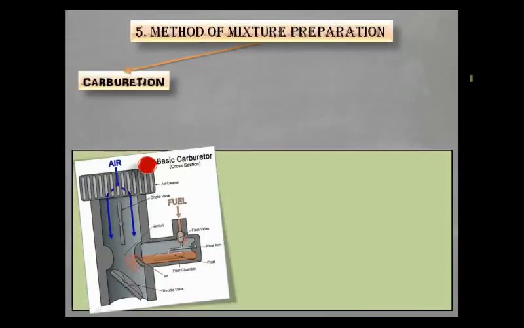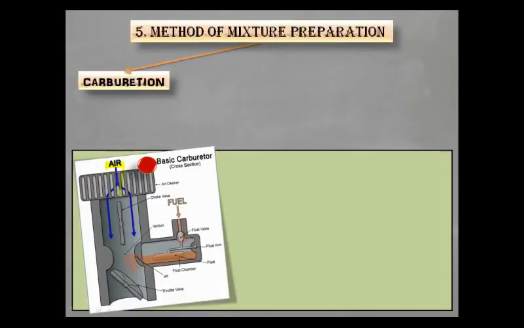Now, based on the method of mixture preparation, IC engine can also be classified as first, carburation. In carburation, an internal combustion engine, more precisely an SI engine, mixes air and fuel prior to the intake stroke in a device called carburetor. The carburetor works on Bernoulli's principle. It basically consists of an open pipe through which the air passes into the intake manifold of the engine, as we can see over here.